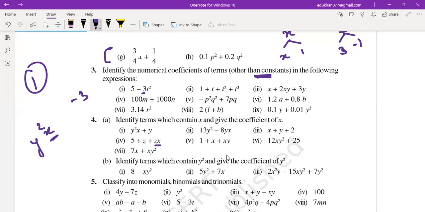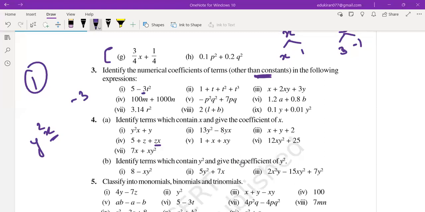Okay, ma'am. For the next one, the terms are x and xy. So for the x, the coefficient is 1, and for the xy, the coefficient is y. Correct. Next. Ma'am, the terms are 12xy square and 25, and the coefficient is 12y square. I got it. Next.